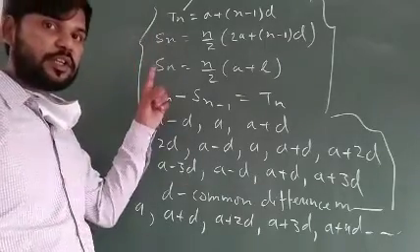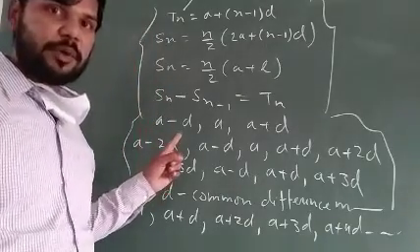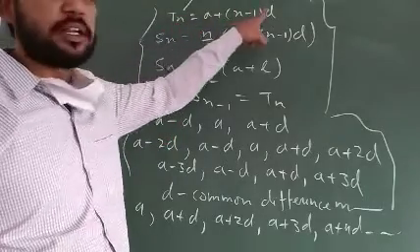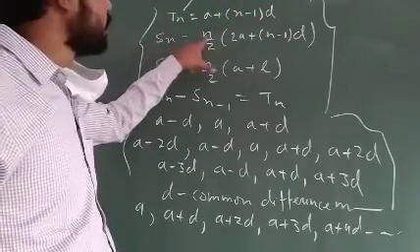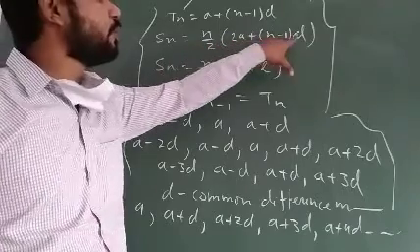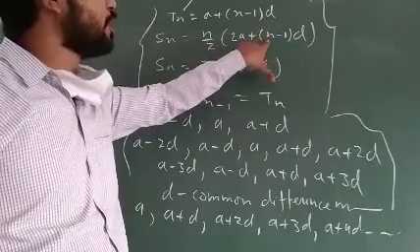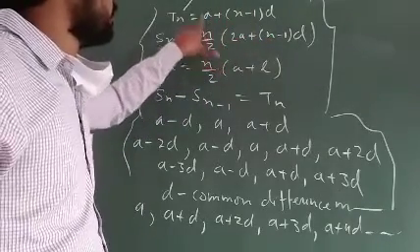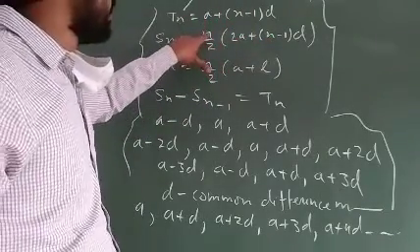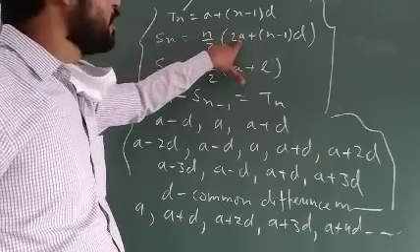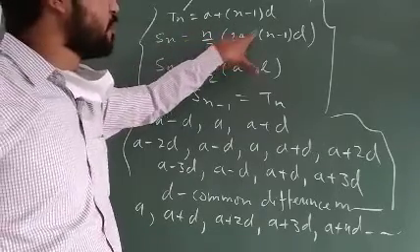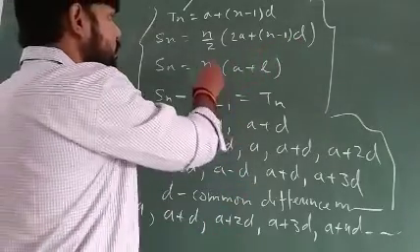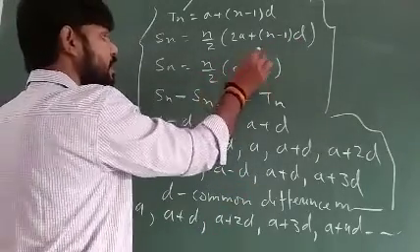So these are the concepts of the AP. If I tell you once again: Tn equals a plus (n minus 1) into d, Sn equals n by 2 into (2a plus (n minus 1) into d), where n means number of terms, d means common difference, a means first term. Wherever you get n, it means number of terms. Wherever you get a, it means first term. Wherever you get d, it means common difference. Here Sn equals n by 2 into (a plus l), where l means last term.